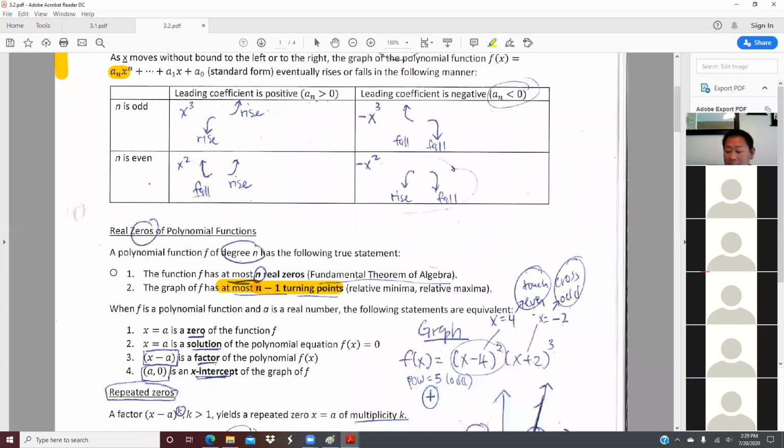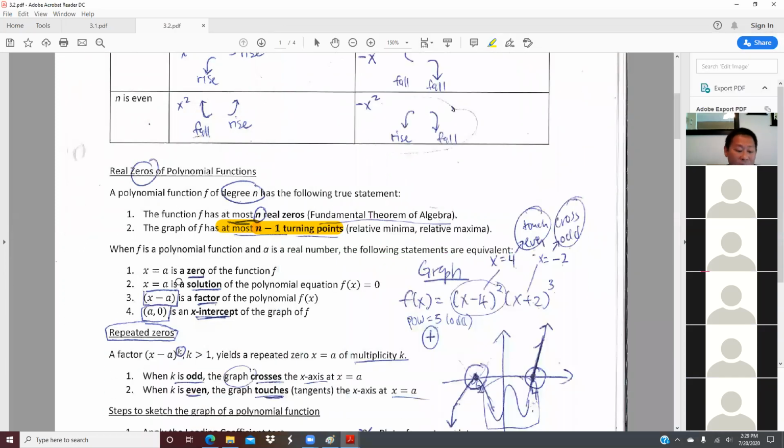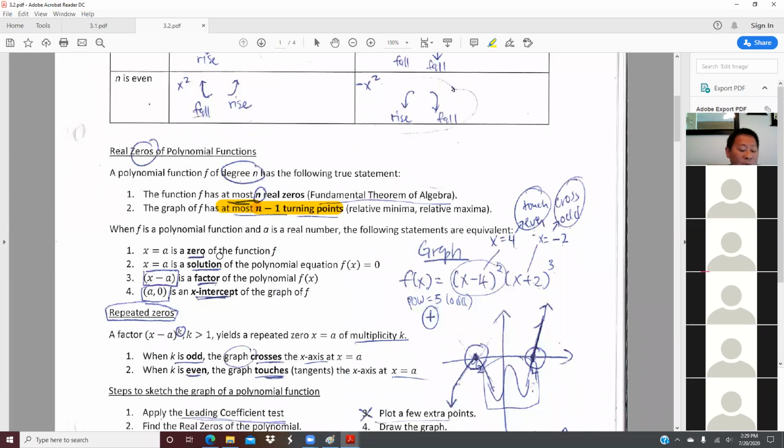Okay. And then the last thing here before we go is to find the zeros. So there are a few ways for you to find the zeros.